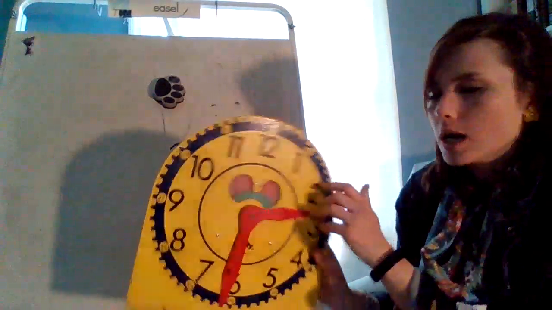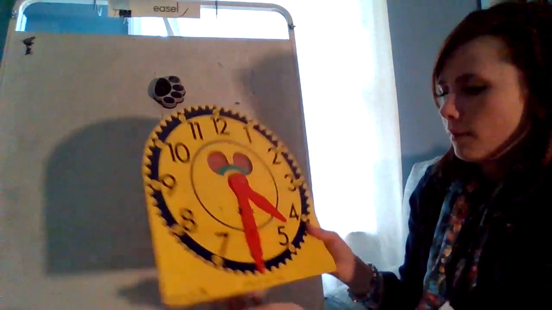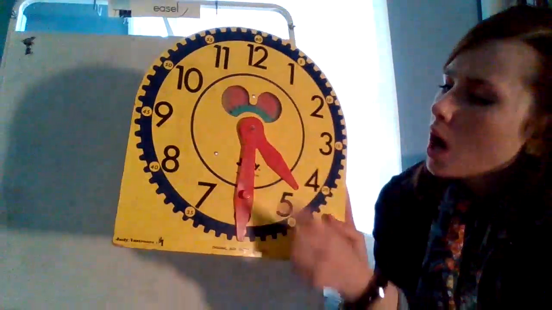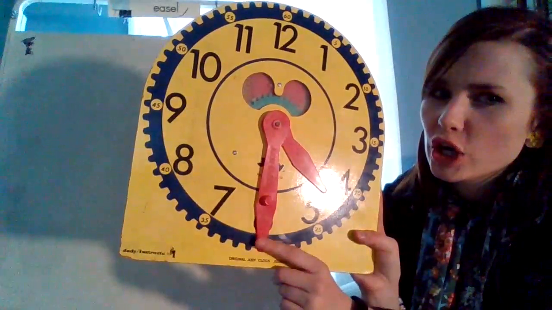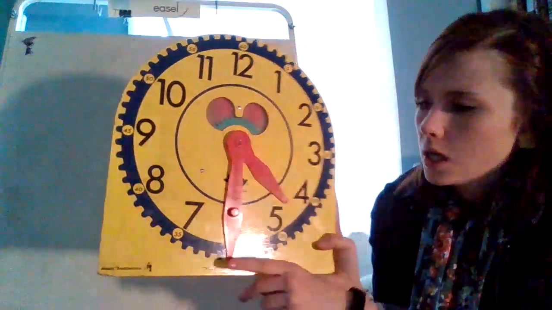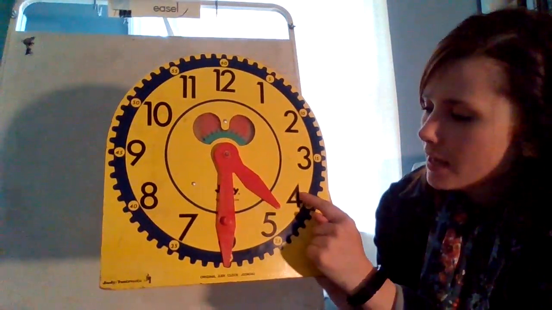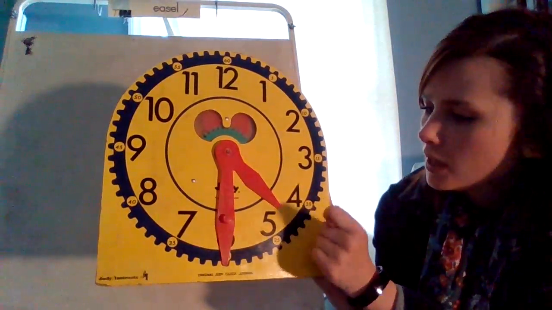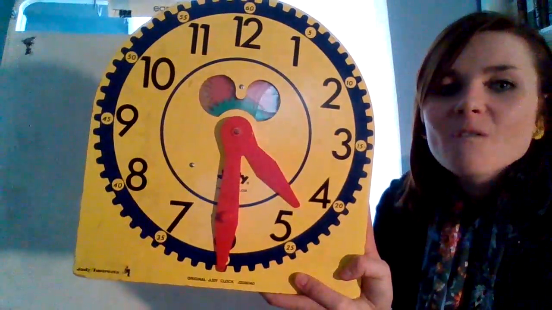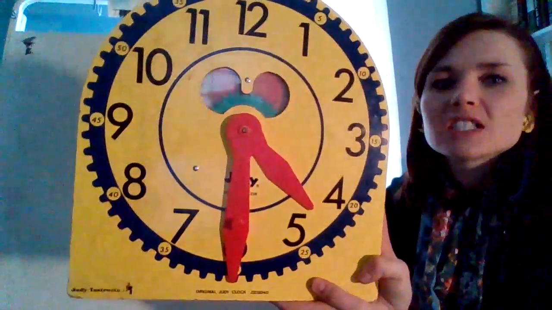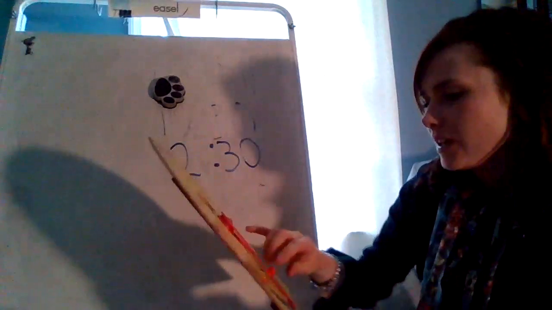Nice job. All right, let's make another. Check it out. Our minute hand is down on the 6. It went halfway around, so we know it's a 30. It's in between the 4 and the 5. Now we're going to pick the smaller number. The smaller number is 4. So it is 4:30. Nice job. Very nice job.